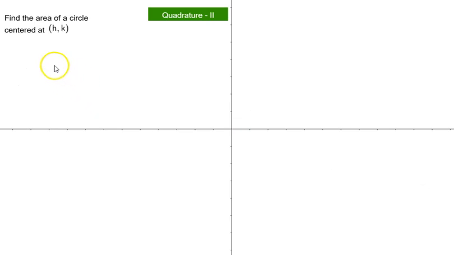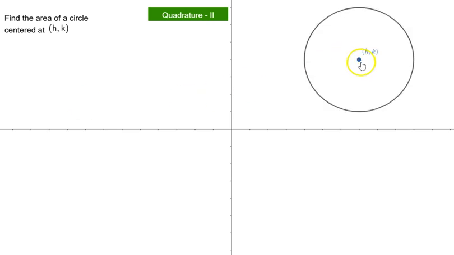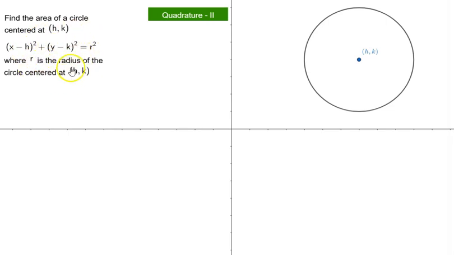Now let's look at the area of a circle centered at h comma k. So let's say we have this circle which is centered at h comma k. So it is not at the origin. Now we know the equation of a circle which is not centered at the origin. It is x minus h square plus y minus k square is equal to r square, where r is the radius of the circle centered at h comma k.